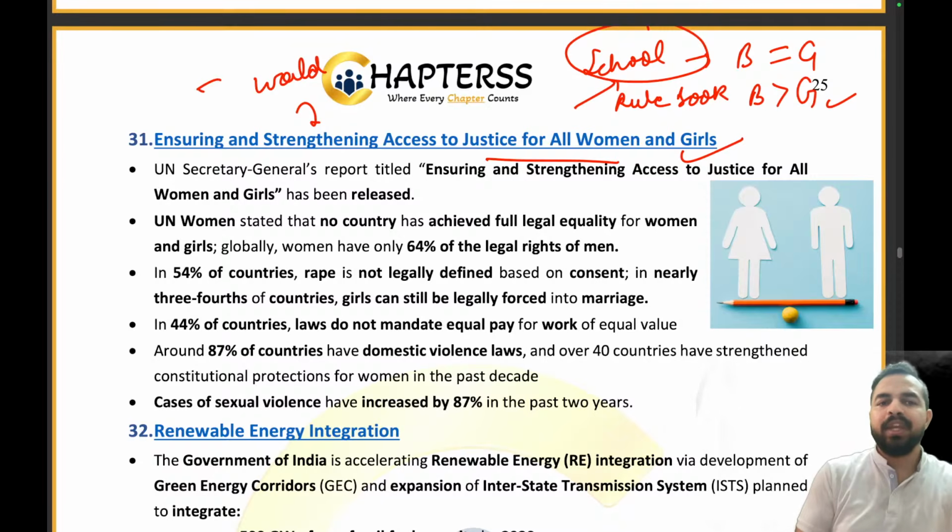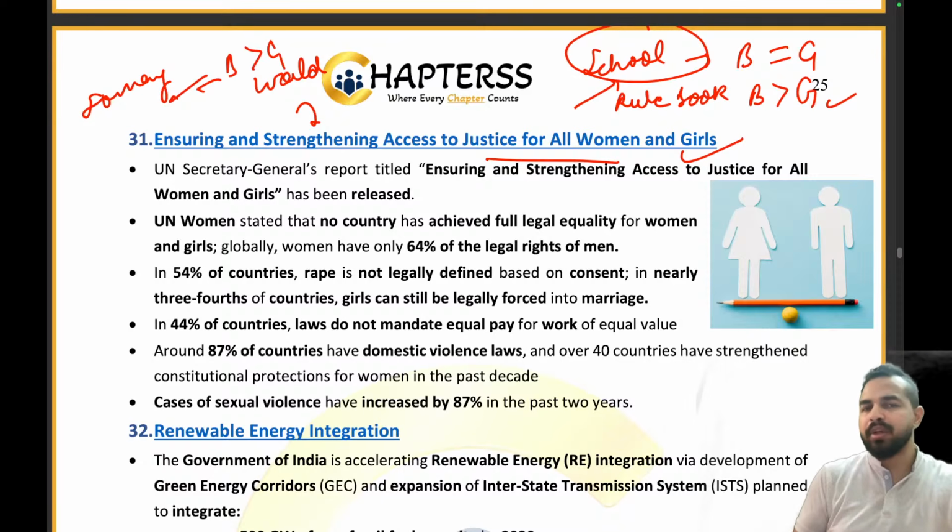which has so many countries with such easy rules for boys but not for the girls. Boys are more protected in nature, girls are not that protected. Boys are more safe in nature, girls are not that safe. That is why this particular report has been launched to identify such things. And what is the name of the report? Ensuring and Strengthening Access to Justice for All Women and Girls has been released.